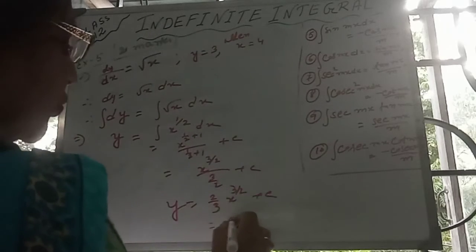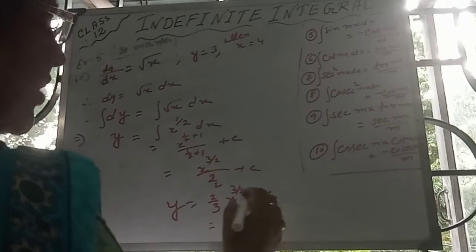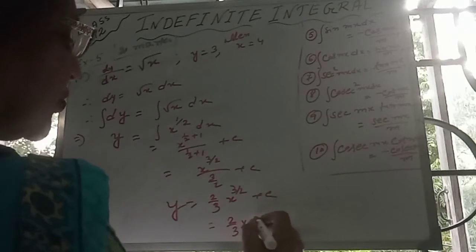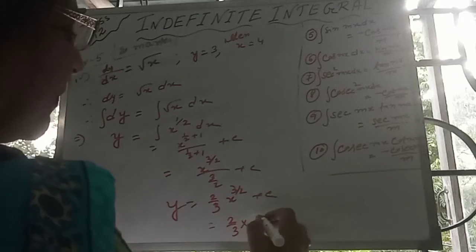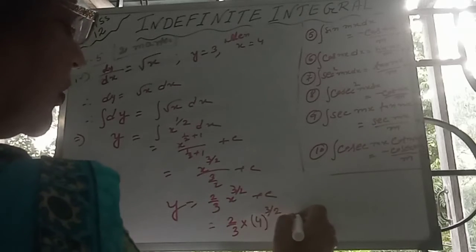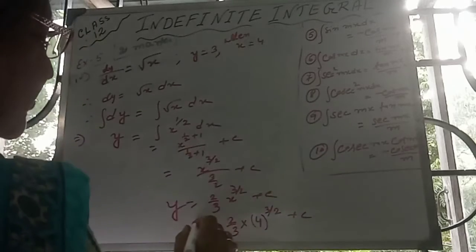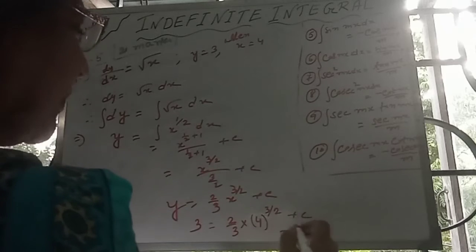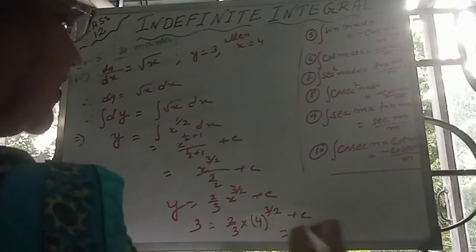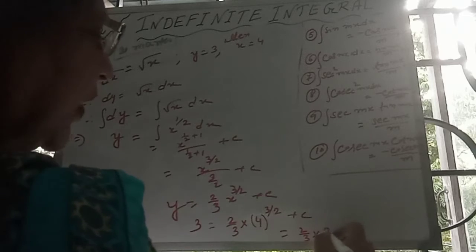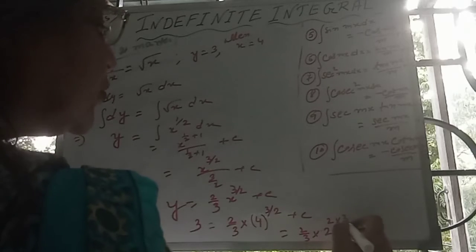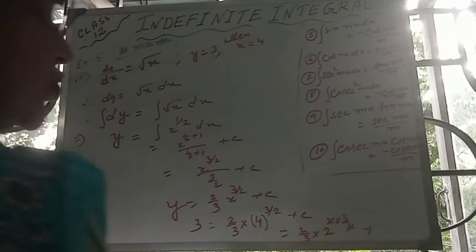Put it here: 2 by 3 into x to the power 3 by 2, where x is equal to 4, means 4 to the power 3 by 2, plus c. Then y is equal to 3. 4 to the power 3 by 2: 2 by 3 into 4, which is 2 square, so we can write 2 square into 3 by 2 plus c. This 2 will be cancelled.